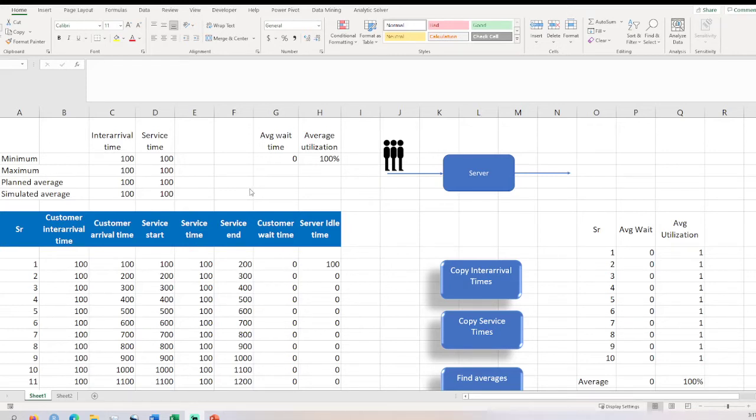Let us look at principle number two. So I start again with my stable system. Everything is 100 minutes, so no waiting, very high utilization of 100%. Wow. So now let's change something.